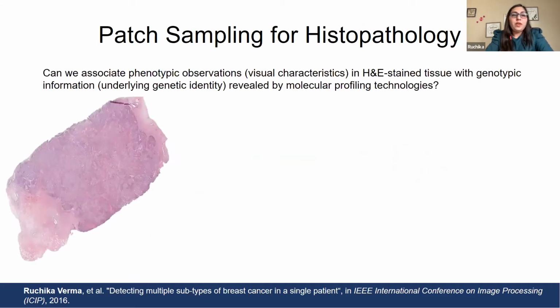And now the question we had was, can we associate phenotypic observations of H&E stain images with the genotypic information that is revealed by molecular profiling technologies? So to answer this, we worked on the H&E stain images, because now we have identified pure and borderline cases using molecular data. But then we wanted to see if H&E stain images could be utilized to do the same thing, and whether we have similar findings using H&E stain images or not.